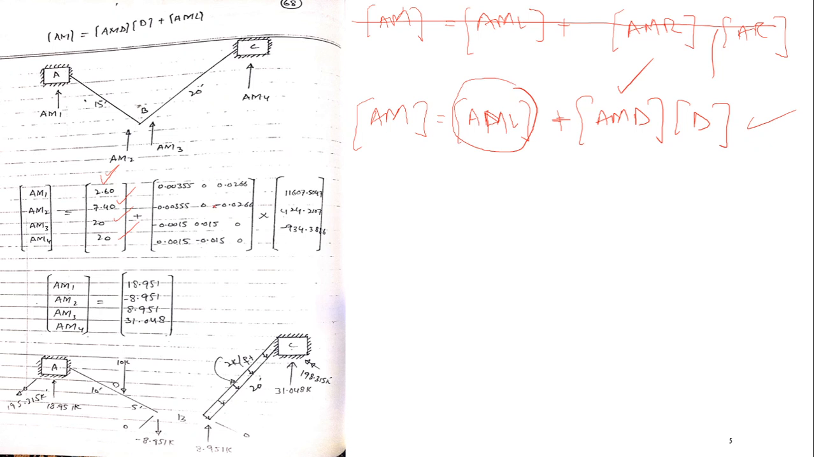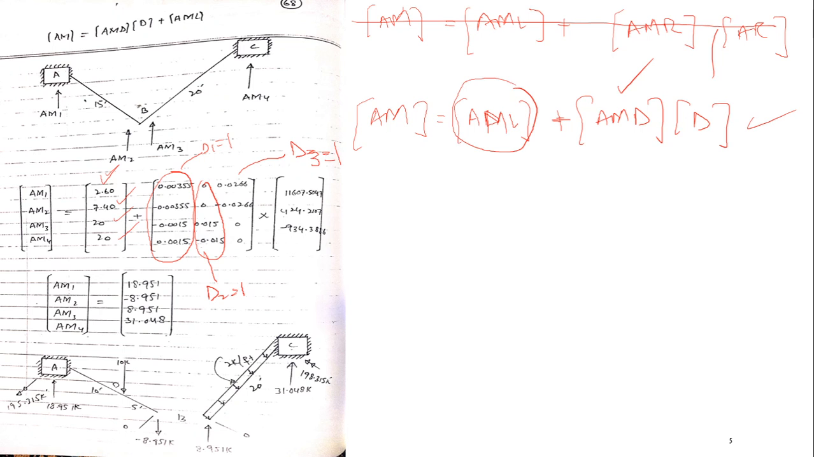This is from the stiffness matrix. While calculating the stiffness matrix, you found these values. For D1 equal to 1, these values were found. For D2 equal to 1, this column was constructed. For D3 equal to 1, this column was constructed.